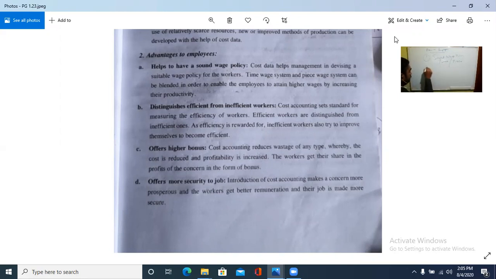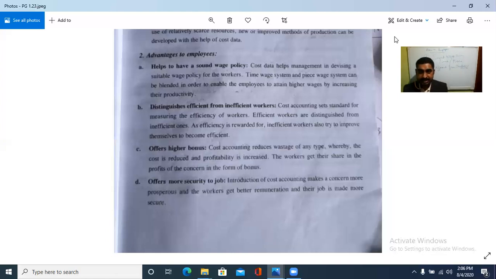Then another one: distinguishes efficient from inefficient workers. That is, we can make a comparison of who is efficient and who is inefficient. How many are utilizing the cost data, or whether they are working with old data, that is the old method. So each and every employee's efficiency is to be valued, whether that employee is an efficient one or an inefficient one.